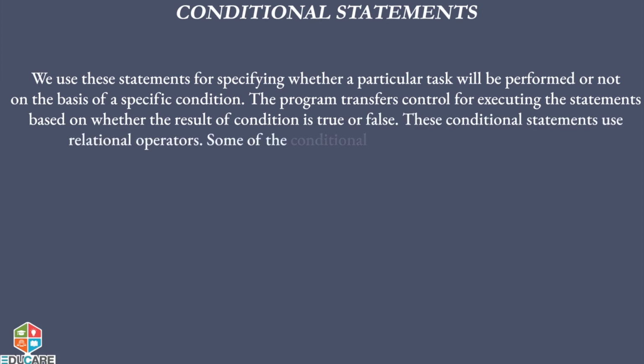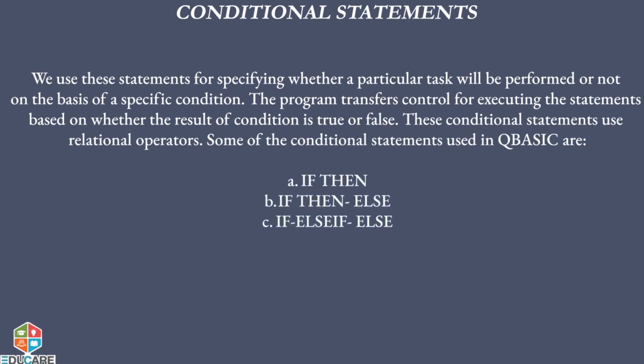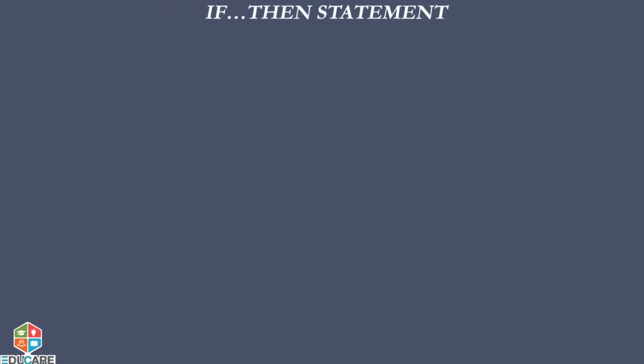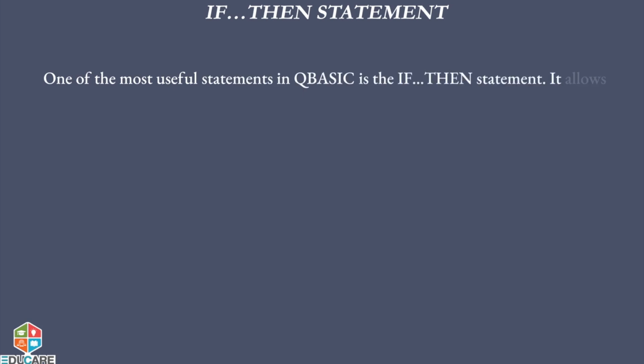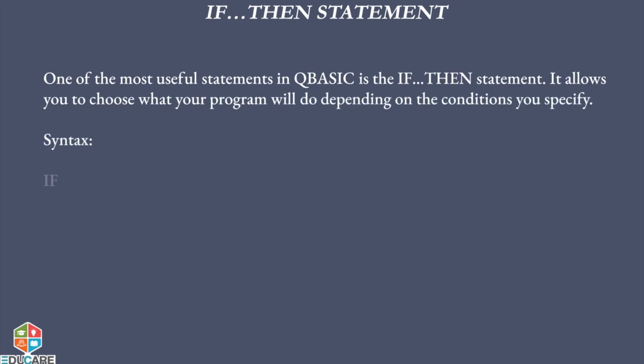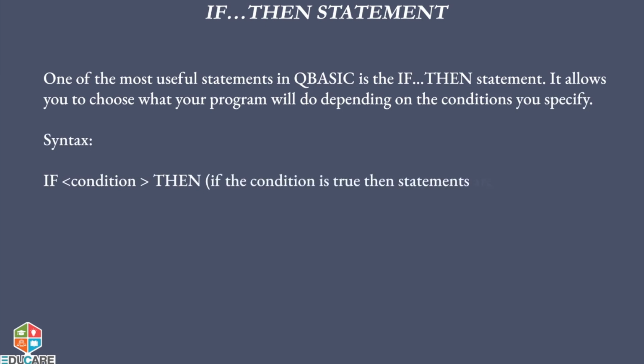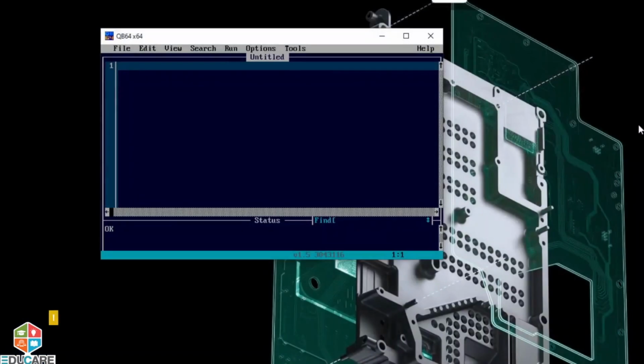Some of the conditional statements used in QBasic are if-then, if-then-else, and if-else-if. One of the most useful statements in QBasic is the if-then statement. It allows you to choose what your program will do depending on the conditions you specify. Syntax: IF condition THEN. If the condition is true, then the statements are executed. END IF.